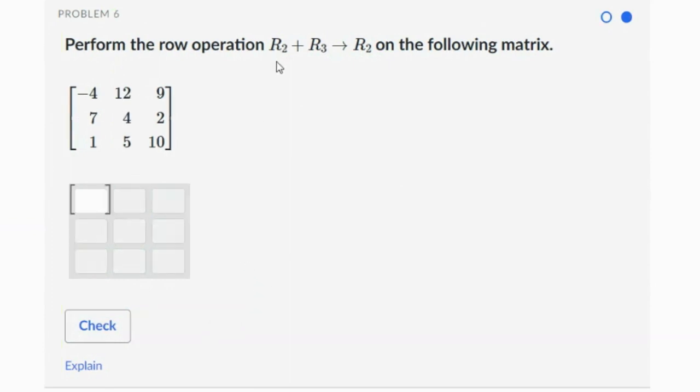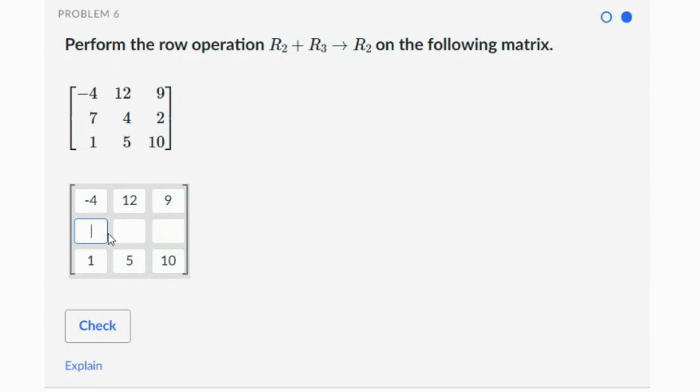This one says take row 2 and row 3, add them together, and replace row 2. So row 1 stays the same, -4, 12, 9. And row 3 stays the same. So let's go do that. 1, 5, 10. But row 2 is being replaced by row 2 plus row 3.